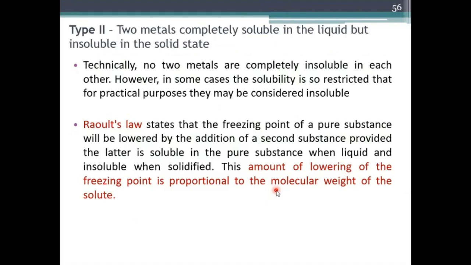Whatever we have seen till now is only the type 1 category of phase diagrams. Type 2 we have already told you, that is two metals completely insoluble. However, in some cases there will be solubility in practical purposes, which is mostly impossible. For that we have Raoult's law: the freezing point of a pure substance is lowered by the addition of a second substance which is soluble in the first, and the amount of lowering of the freezing point is proportional to the molecular weight of the solute.